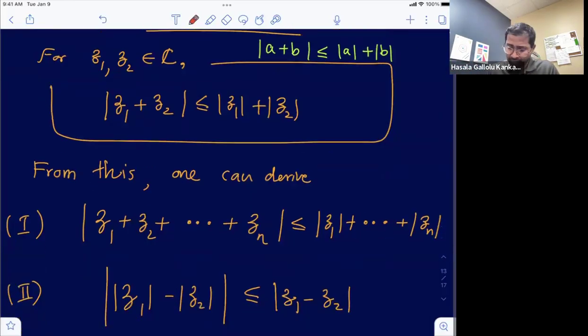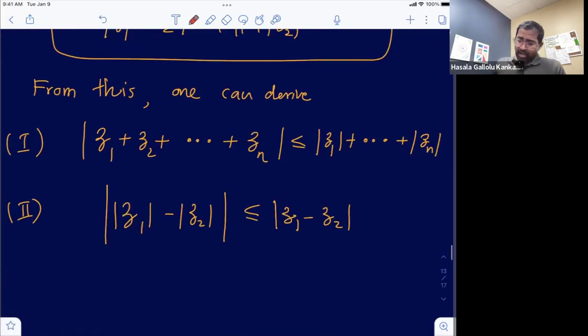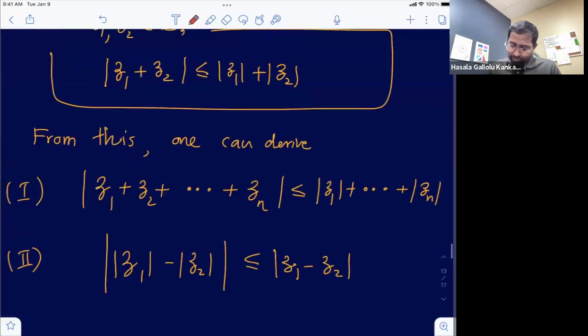Now, at this point, I will just provide it as a property, and I will point out where and how to do the proof of this component, because it's a critical component in understanding. And then this result can be extended to n complex numbers. So in other words, if you take the modulus of the summation of n complex numbers, it's going to be less than or equal to the sum of all the moduli of the complex numbers that you consider.